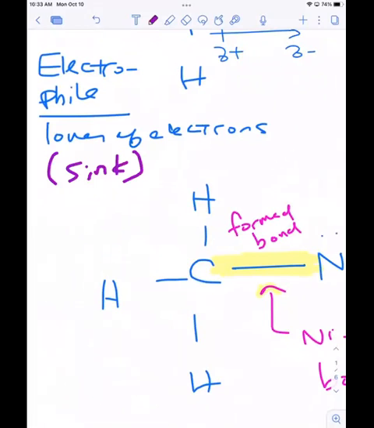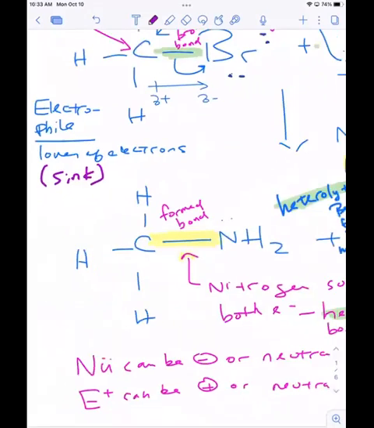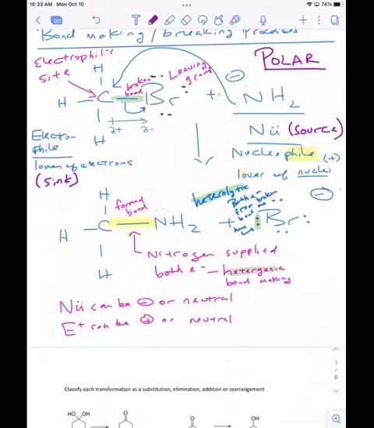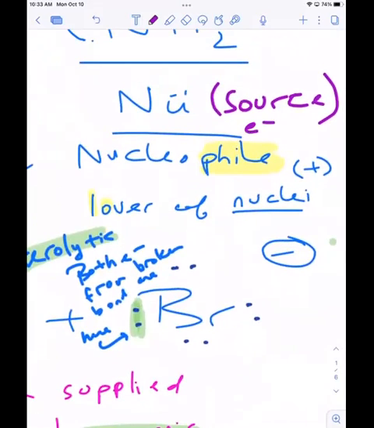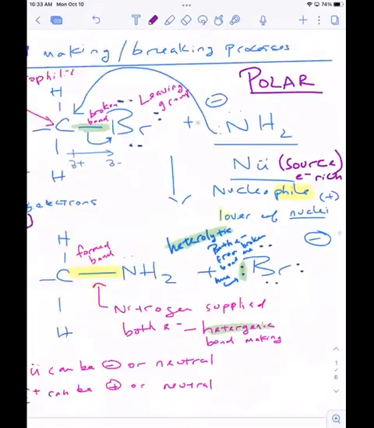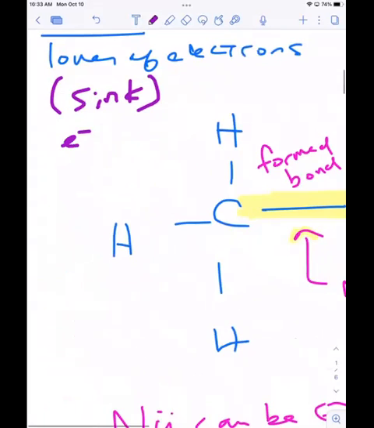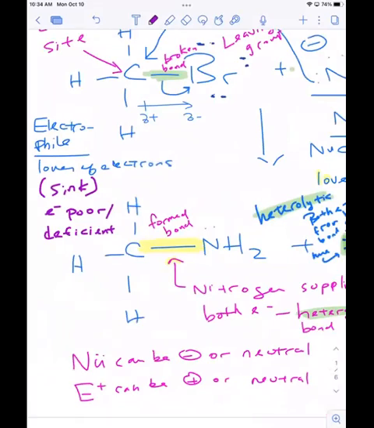Right? The way I like to talk about this is to think about dishes. If you have a stack of plates and they're the electrons, and you sit them down into the sink to wash them, if the sink is empty, that's the thought process. Nucleophiles are sources and they are electron rich. And then electrophiles are sinks and they are electron poor or deficient. You'll hear both of those terms to describe electrophiles, electron poor or electron deficient.